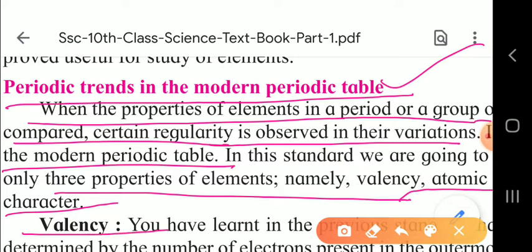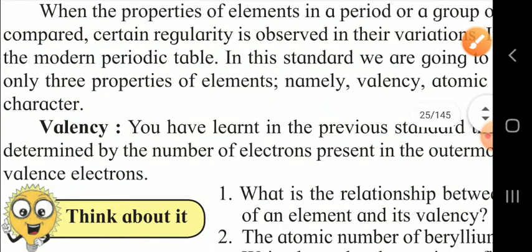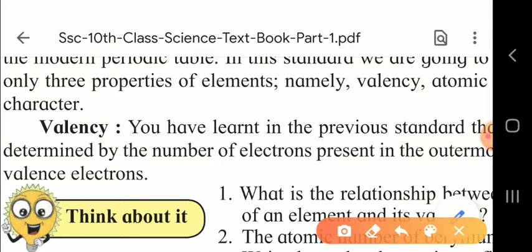Let us start with the valency, children. You have already studied that valency is always determined by the number of electrons present in the outermost shell of the atom. So what is valency? Valency of an element is determined by the number of electrons present in the outermost shell. If the number of electrons is 2, valency will be 2. If the number of electrons is 1, valency will be 1.